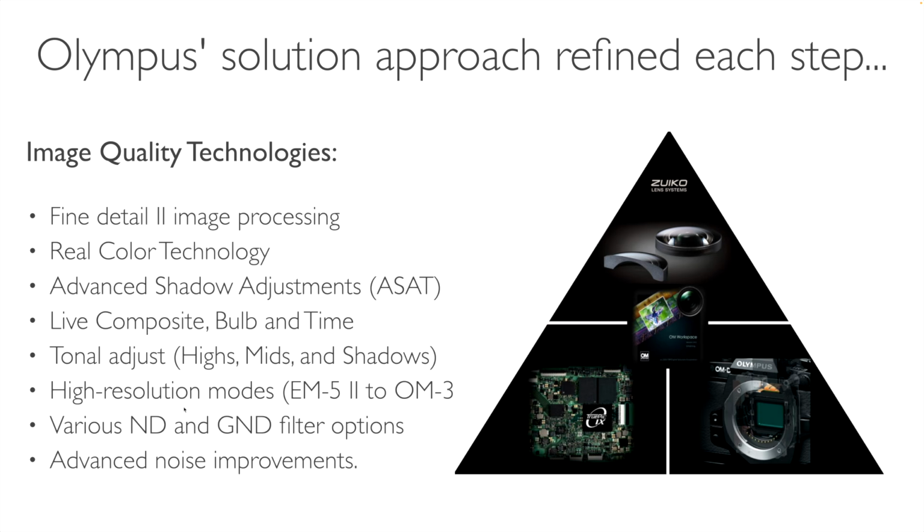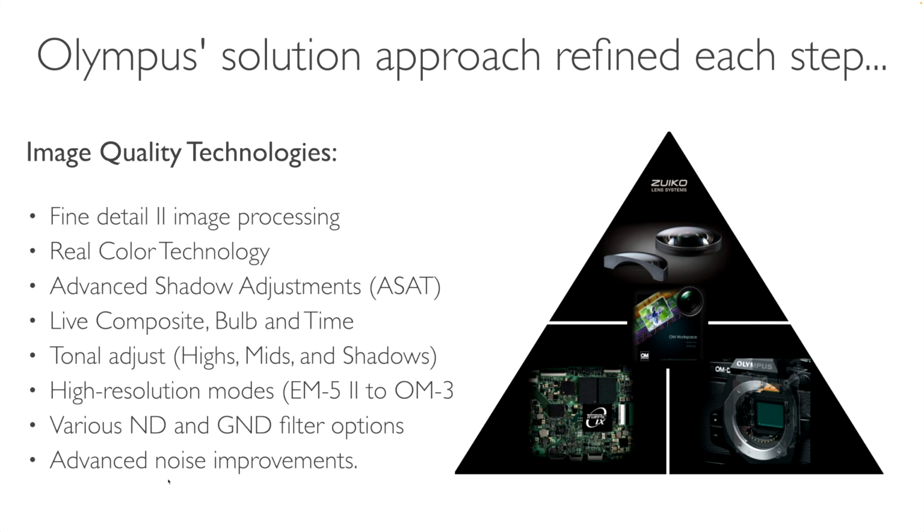in Workspace, the high-res modes from the EM5 to the OM3, and even the EM5 with its 40 megapixel high-res mode is so much fun to use. It opens so many opportunities having a 40 megapixel file if you need that. And then the ND filter or the graduated ND filter, which are newer functions. We will discuss this a little more in the future.